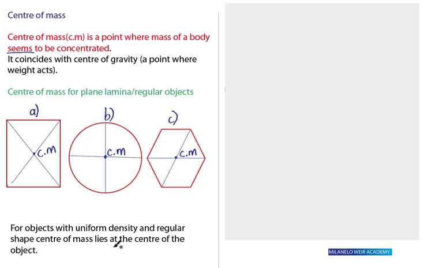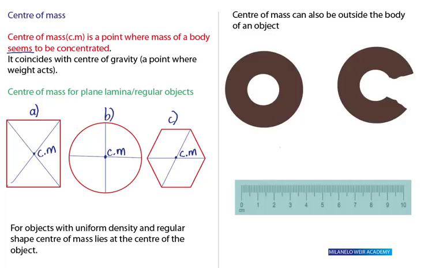So here's another interesting thing about center of mass. Center of mass can also be outside the body of an object. Here are our two objects demonstrating this statement. Call this A, call this B, right? This is a ring. Much like this circle, the center is here, and where the center is, that's where the center of mass is.